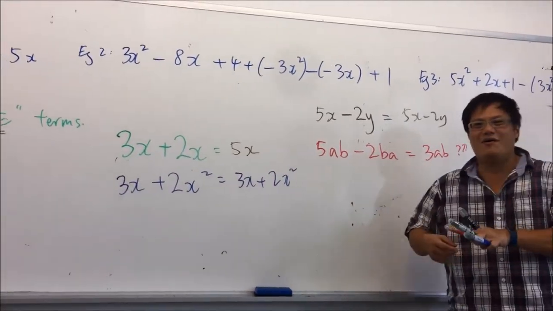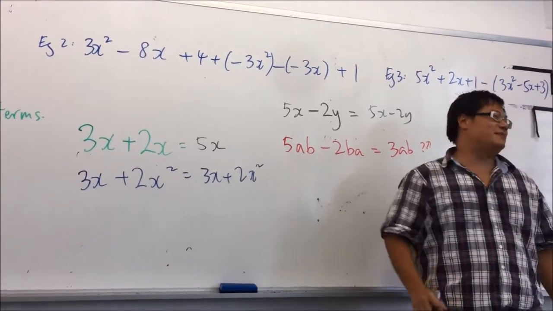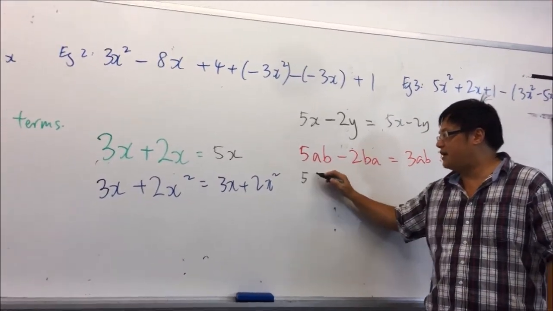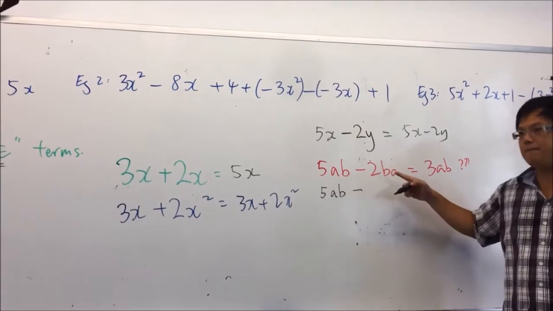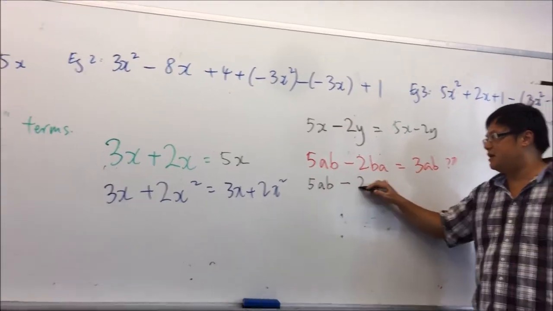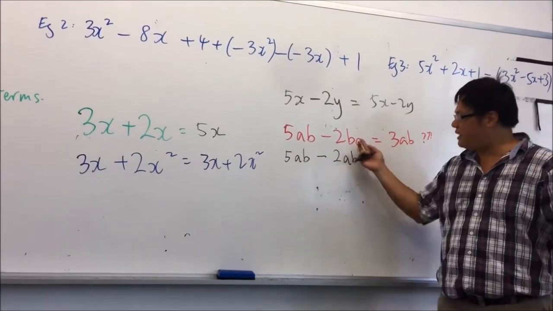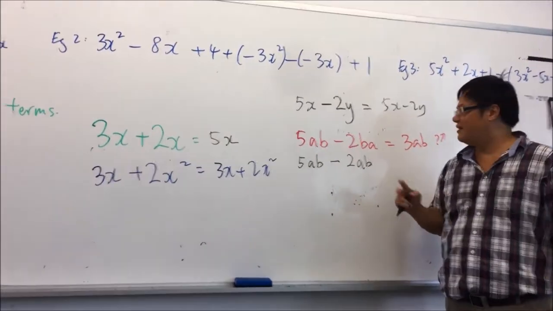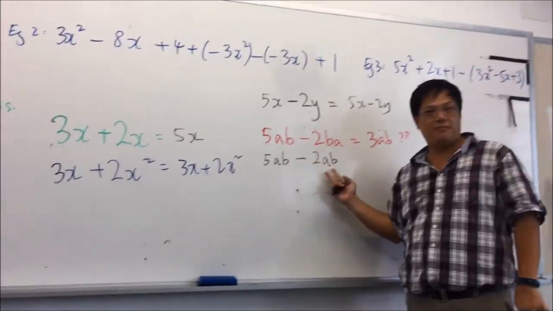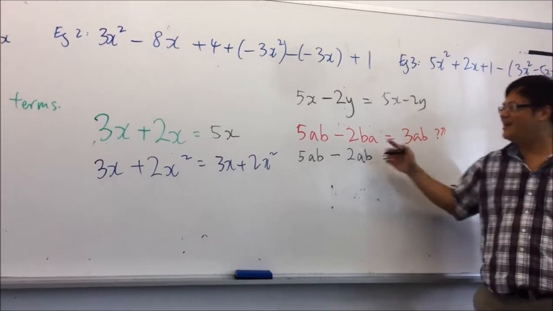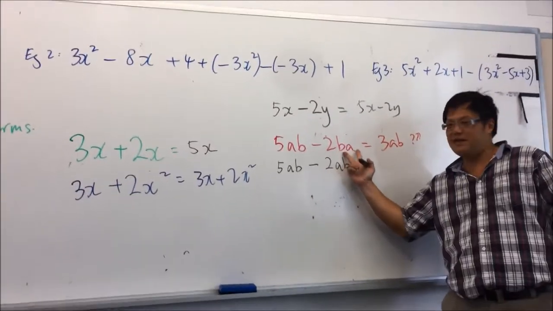So over here, I like Gaia's explanation better, okay? For 5ab, she recognized that b times a is the same as a times b. So ba is the same as ab. Over here, ab is the same as ba is the same as ab.